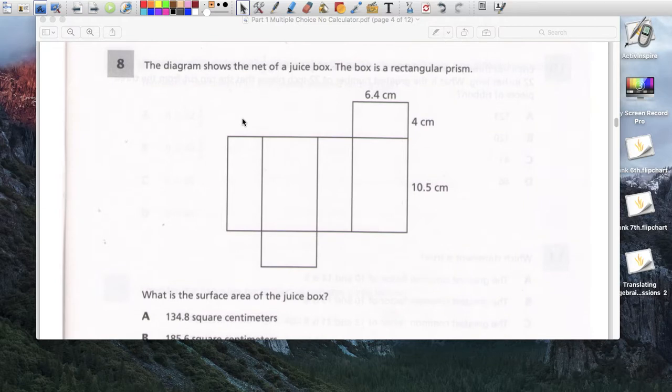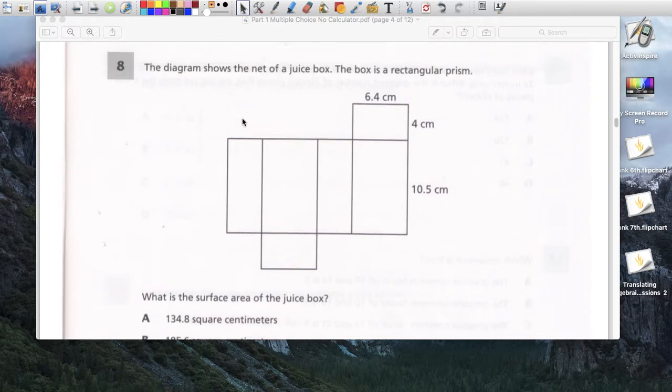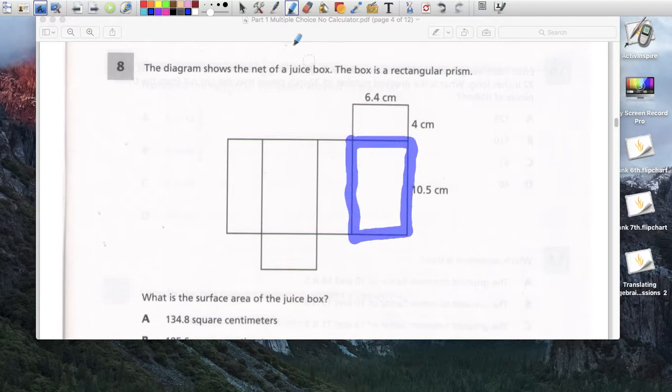The diagram shows a rectangular prism. What is its surface area? Okay, so surface area, remember, so let me shade this. Start with this. This will be our top. Our top is this 10.5 and this side right here. So I need this measurement and that measurement, right? I know one is 10.5, so this is going to be 6.4.